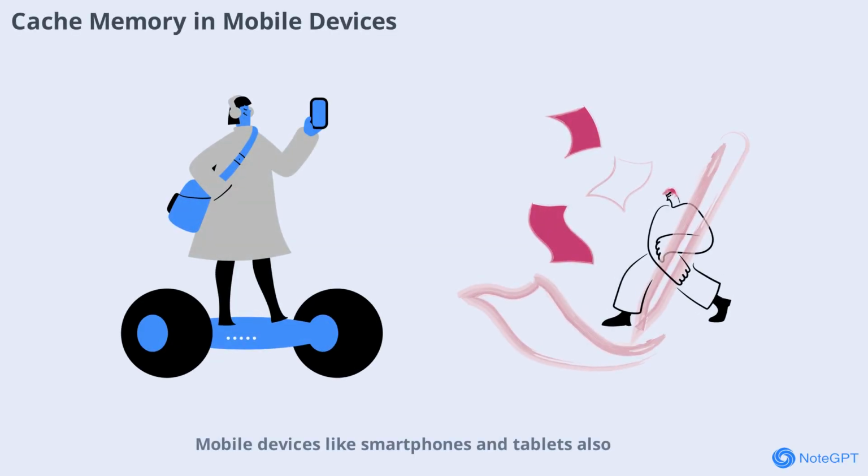Mobile devices like smartphones and tablets also rely on cache memory to deliver smooth performance. Because these devices have limited power and space, efficient cache design is even more important. By optimizing cache usage, manufacturers can ensure that apps open quickly and run smoothly, even on compact hardware.